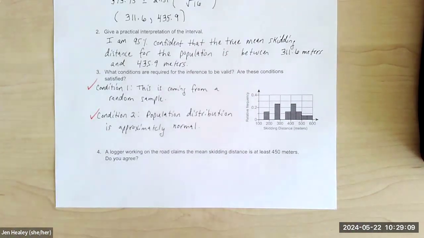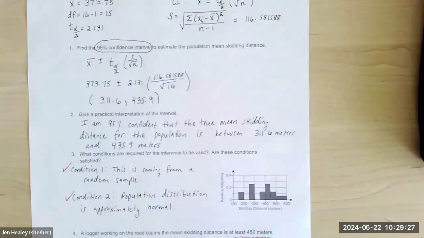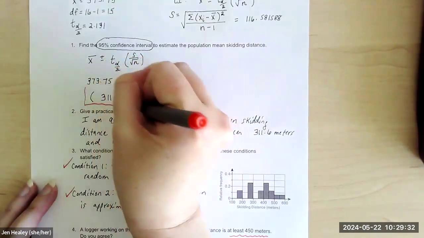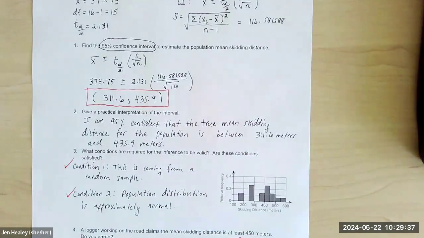Okay. This next question, I hope is not hard. It says, a logger working on the road claims that the mean skidding distance is at least 450 meters. Okay. Do you agree or disagree? Here's what you said. Do you agree or disagree with him? You disagree with him. Why do you disagree with him?